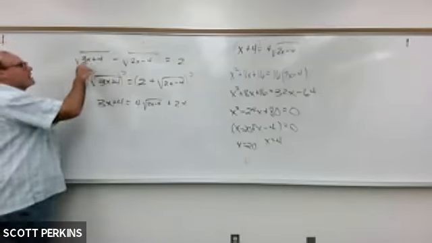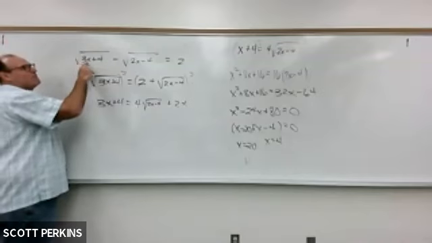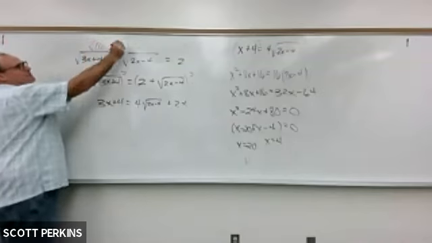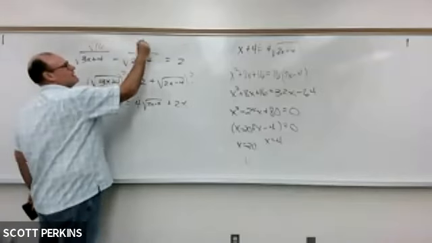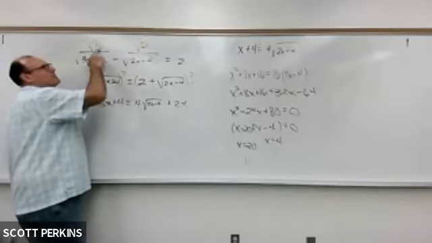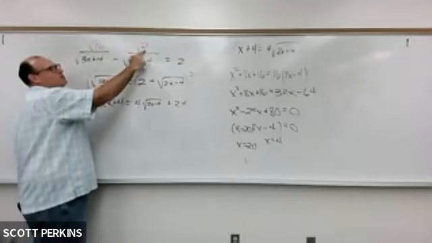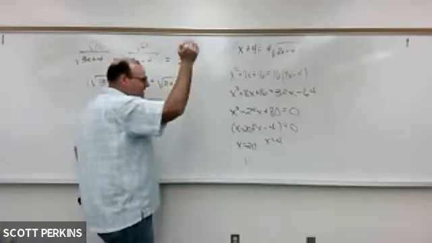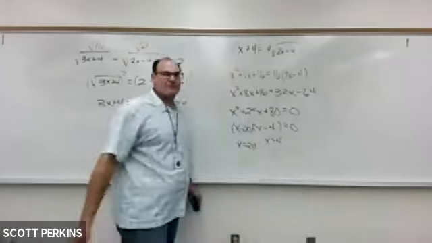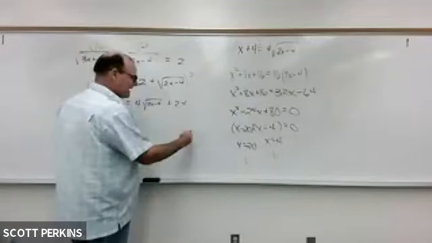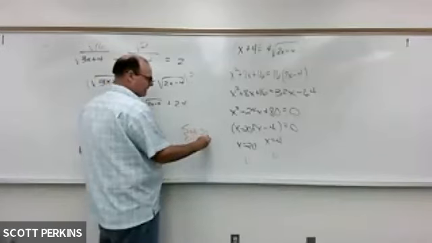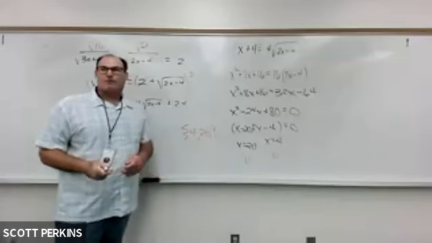When I put 4 in, 3 times 4 is 12. 12 plus 4 is 16. 2 times 4 is 8. 8 minus 4 is 4. Square root of 16 is 4. Square root of 4 is 2. 4 minus 2 is 2. Oh, yeah, finally. Both of them work. Woohoo! So my solution set this time has two numbers, and it has 4 and it has 20.